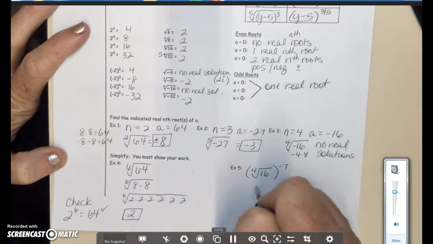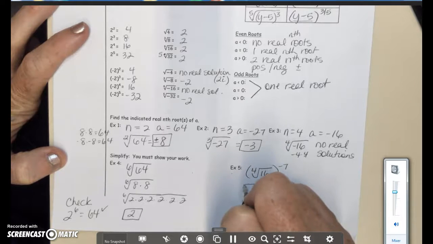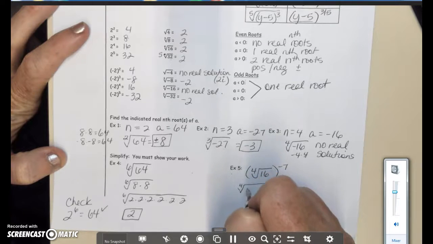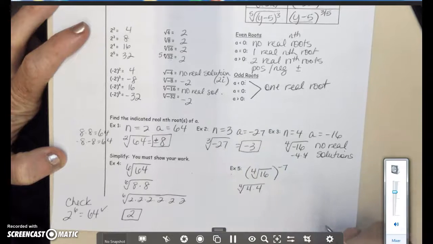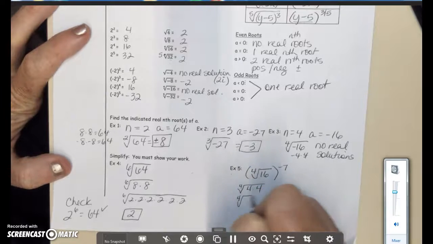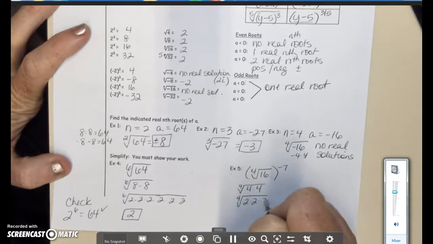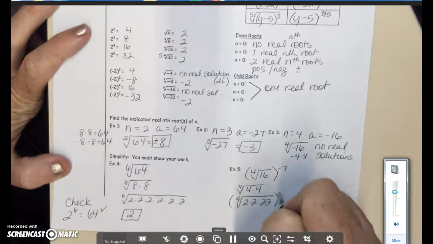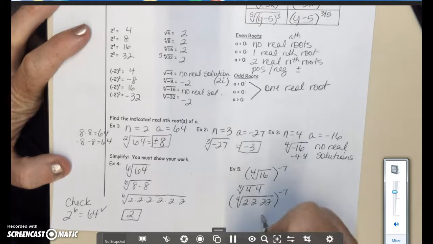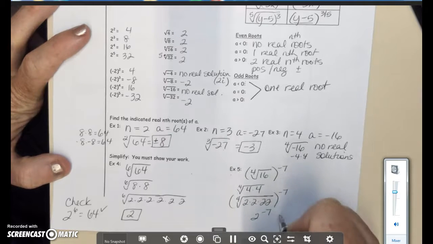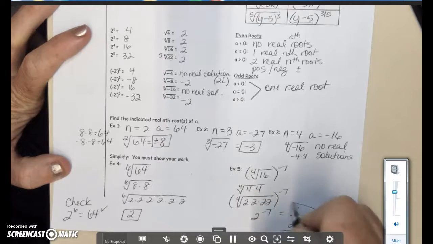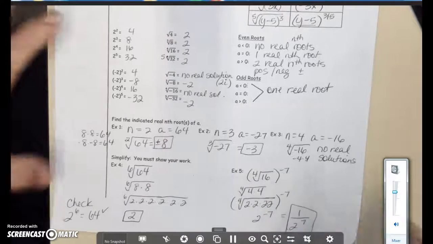If I take the fourth root of 16, I need to see what number I can multiply by itself 4 times. So I can do 4 times 4, but that's only 2 of them. I need 4. Well, each one of those 4's breaks down to a 2. So the fourth root of 16 is 2. Then I'm going to take that to the negative 7th power, which would give me 1 over 2 to the 7th. Great, let's keep going.